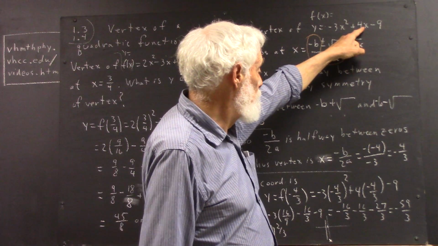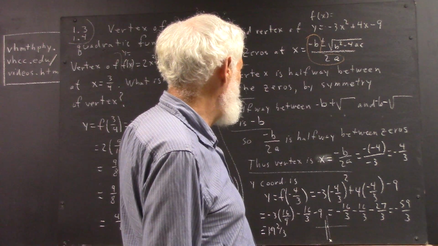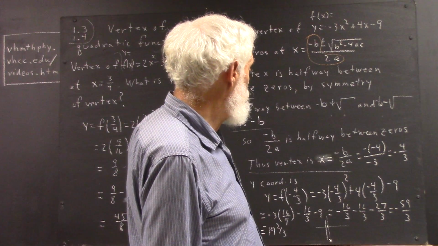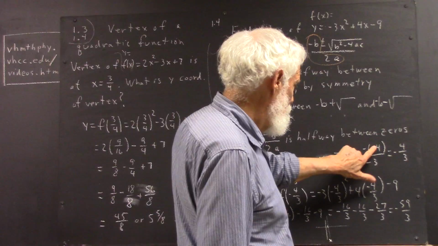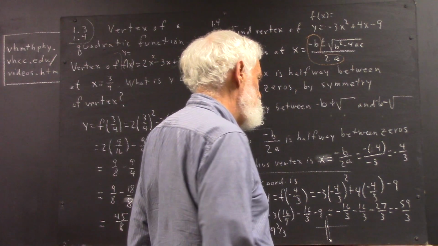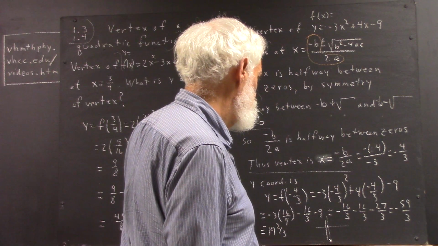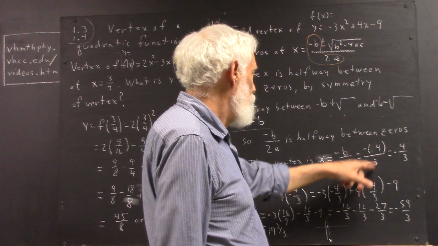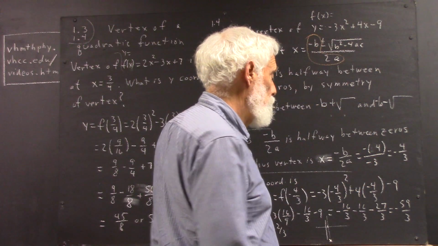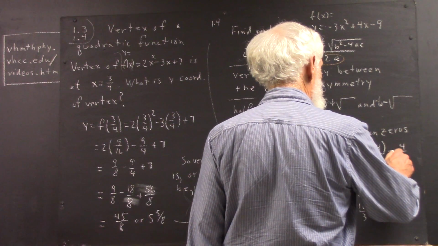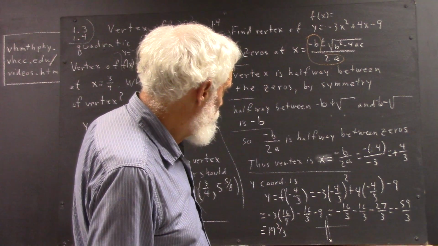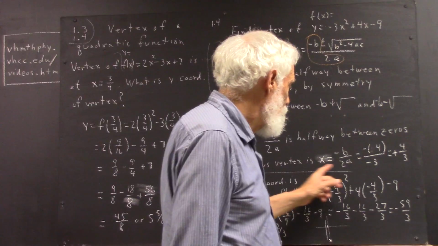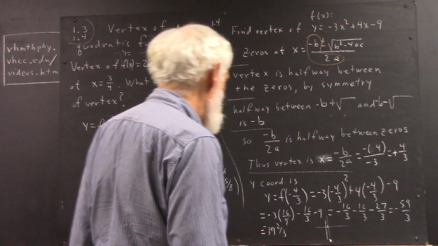Plugging in b equals 4, and I plugged in negative 4 for b. So I had a mistake. It's negative of 4 over negative 3, which is plus 4/3. It's going to change my calculation a little bit down here. Okay, so that's the x-coordinate of the vertex.